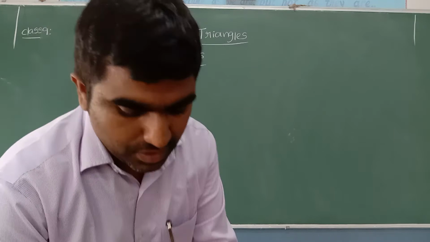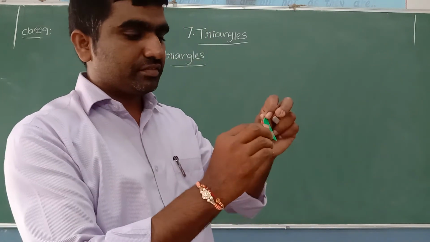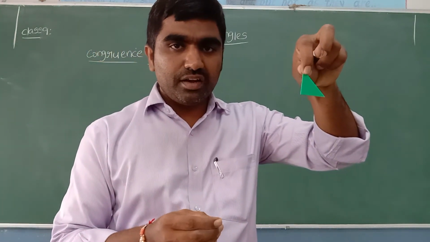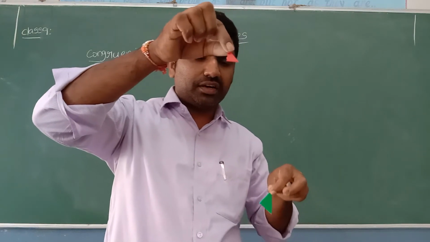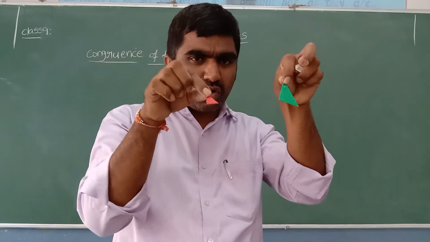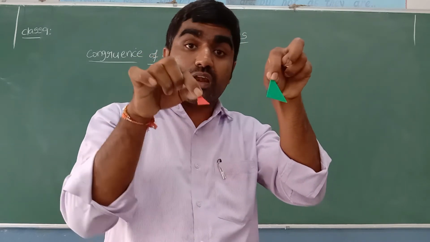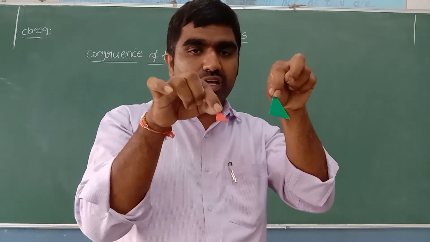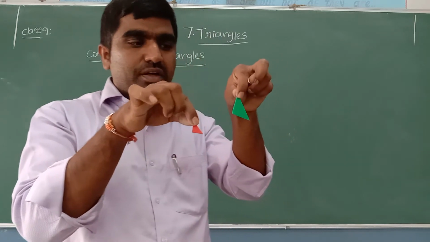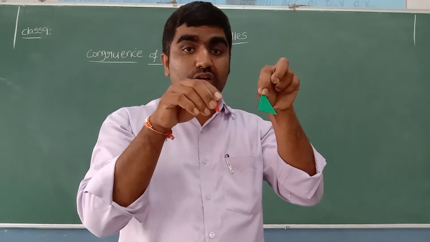So what can you say about these two? Here you can see a right angle triangle. Can I say these both are congruent? Though they have the same shape, both are triangles, and both are right angle triangles, they do not have the same size. Because of that, these two are not congruent.